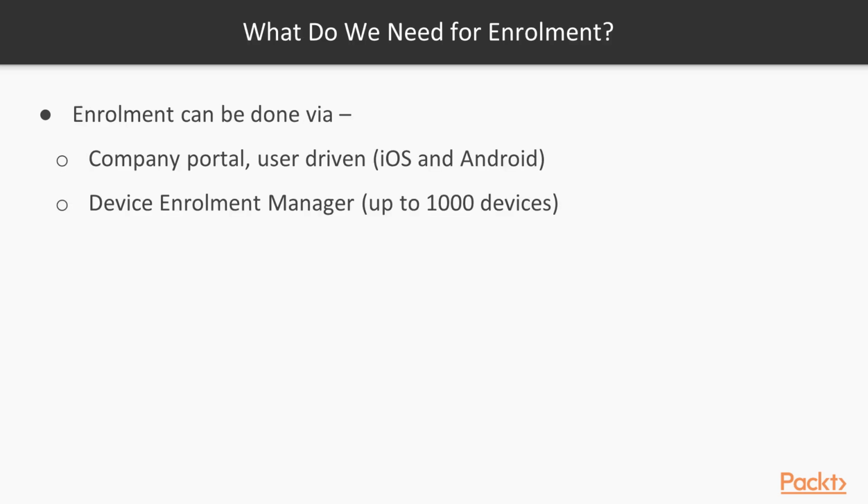So what do we need to be able to enroll a device into Intune? For iOS and Android, we need to have the company portal. It's normally a user-driven process, which the user needs to do itself. Also, if you have devices that are used by more than one user, you can use a device enrollment manager. That role exists in Config Manager and Intune, and a device enrollment manager can enroll up to 1,000 devices. We saw in an earlier video that we can configure a normal user to enroll devices up to 15.